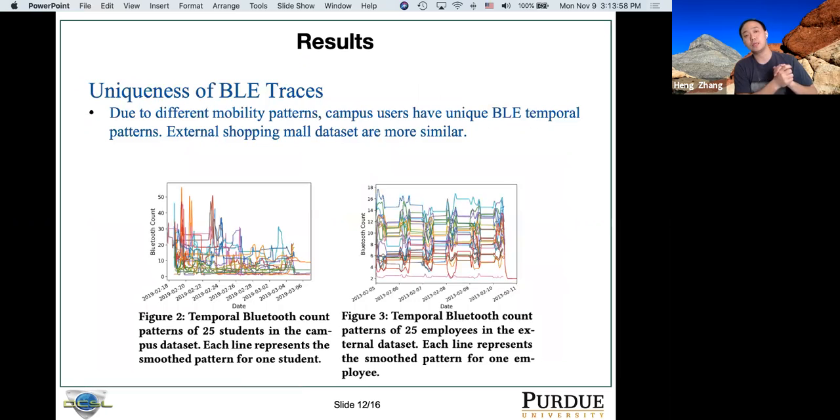So the first one is the uniqueness of the BLE traces. If you look here, figure 2 and figure 5, figure 2 is for 25 students in our campus data set.